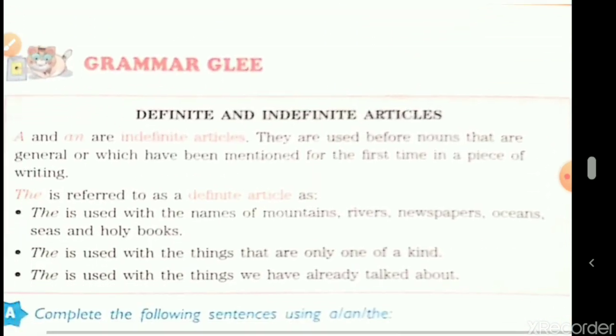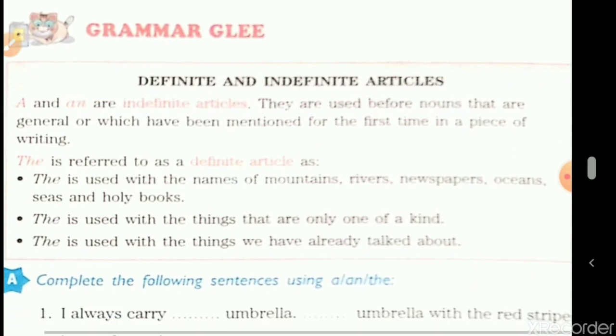Now, students, we'll start with the grammar exercises. This is about definite and indefinite articles. Now, students, what are articles? A, an, and the. These three are articles. And now we'll know the difference between definite and indefinite articles. The, T-H-E, is known as the definite article, while A and AN are known as indefinite articles. They are used before nouns that are general or which have been mentioned for the first time in a piece of writing.